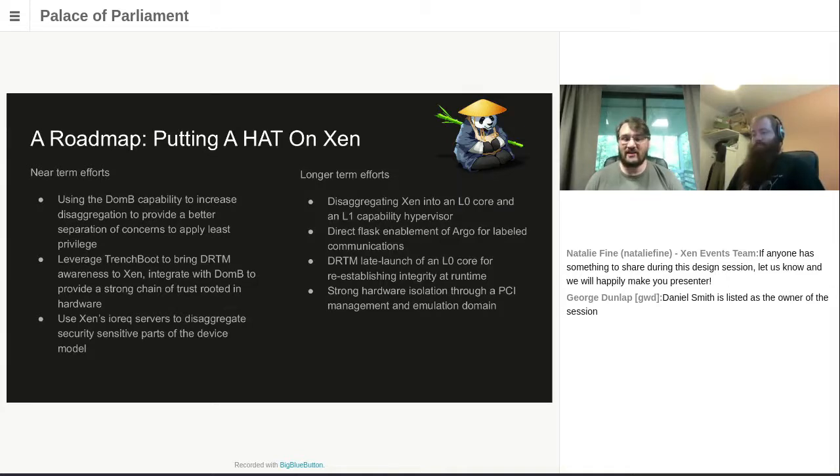So, putting a hat on Xen. Near-term efforts: everybody's aware, over the last couple of days, we talked about the DomB capability. This allows us to increase the disaggregation and better separation of concerns inside the platform, so we can break components into smaller, cohesive components.